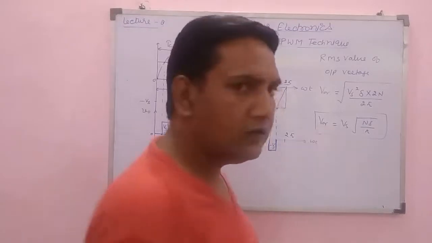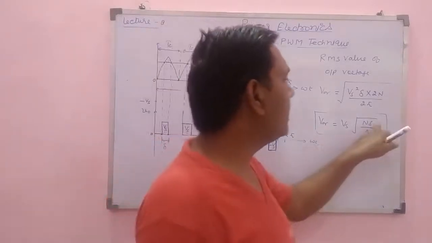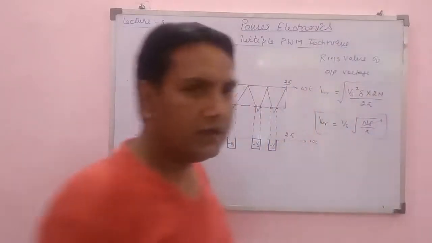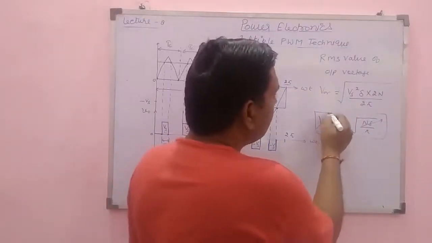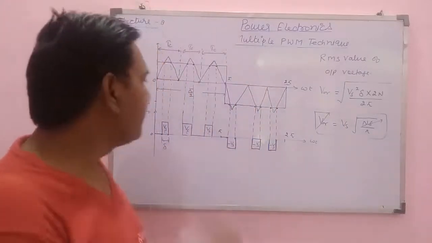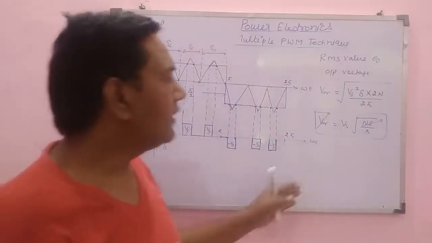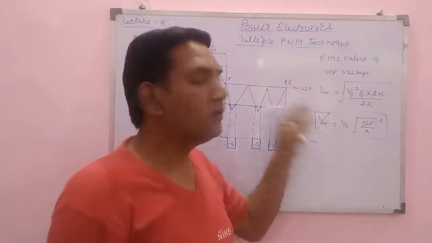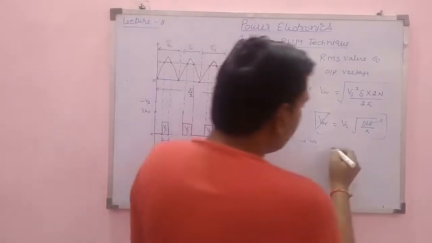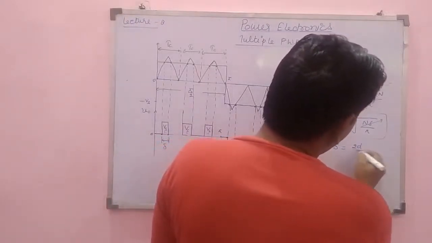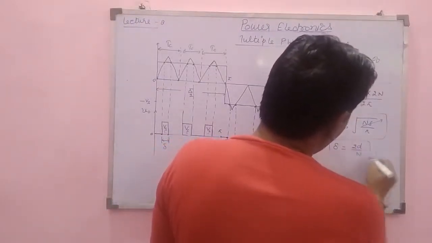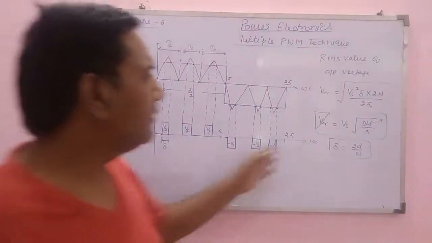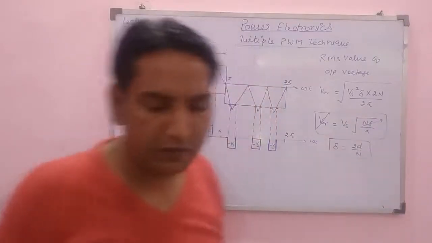Here you can see that the RMS output voltage depends upon the pulse width. Means if the pulse width delta is changed, then the value of this RMS voltage also changes. So in that way, by varying the pulse width, we can vary the output RMS voltage. This is the method in which we can control the output voltage, and you know delta is 2D divided by N. Okay, so in this way we have related the pulse width to the output RMS voltage.